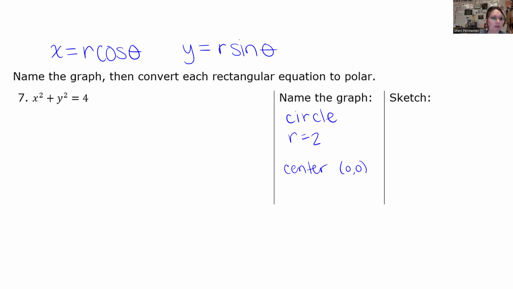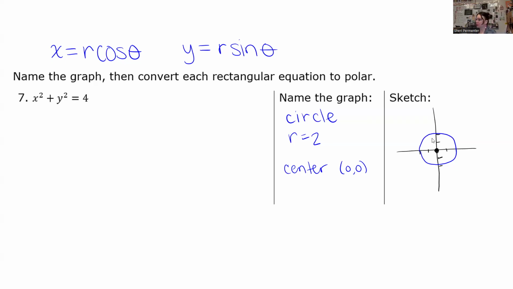So if I was going to make myself a little sketch for this, we've got the center at 0, 0. And then we have a radius of 2. And so we have a little sketch. It looks like this. And it's going to look the same whether it's a rectangular graph or a polar graph. It's still going to look like a circle with the center at the origin and a radius of 2.